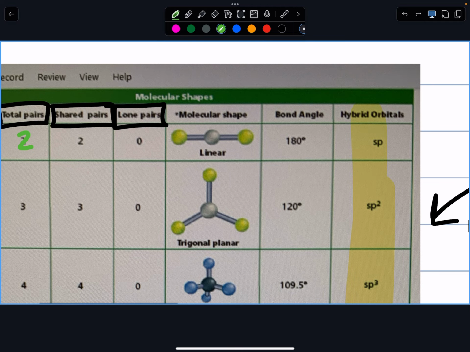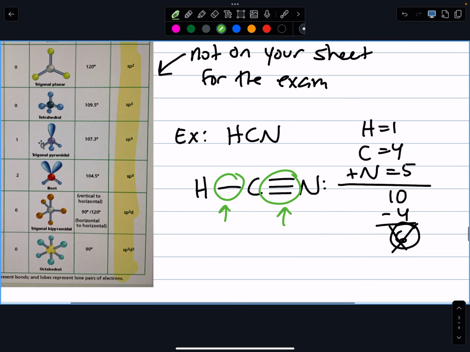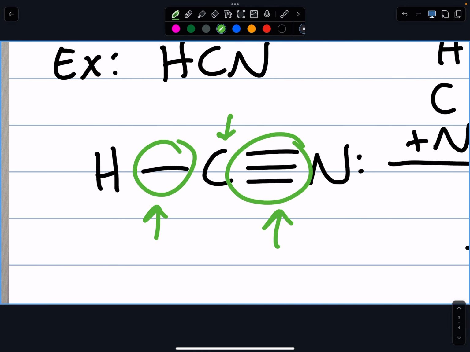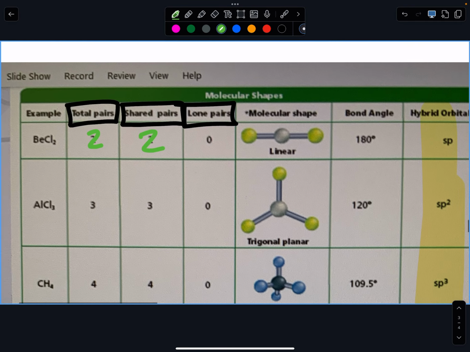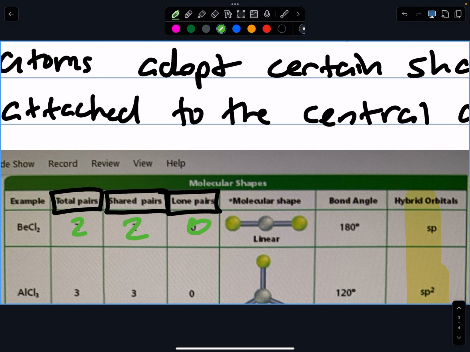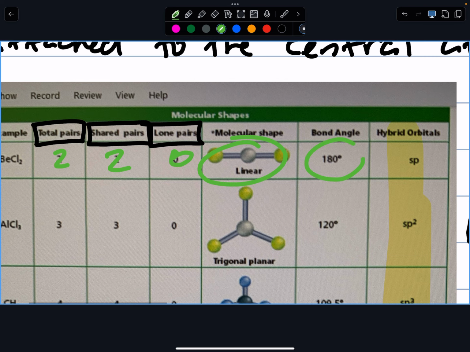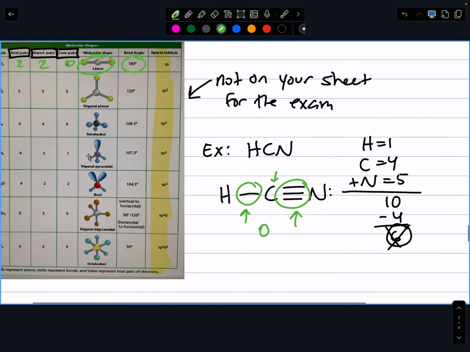So 2 of them are bonds. And how many lone pairs are on my central atom? 0. So the code is 220. And what shape is 220? Linear. So you have all this information for you. You have linear, you have 180. So you just have to write it on the paper, right? So that's easy, right? All of that was fine.